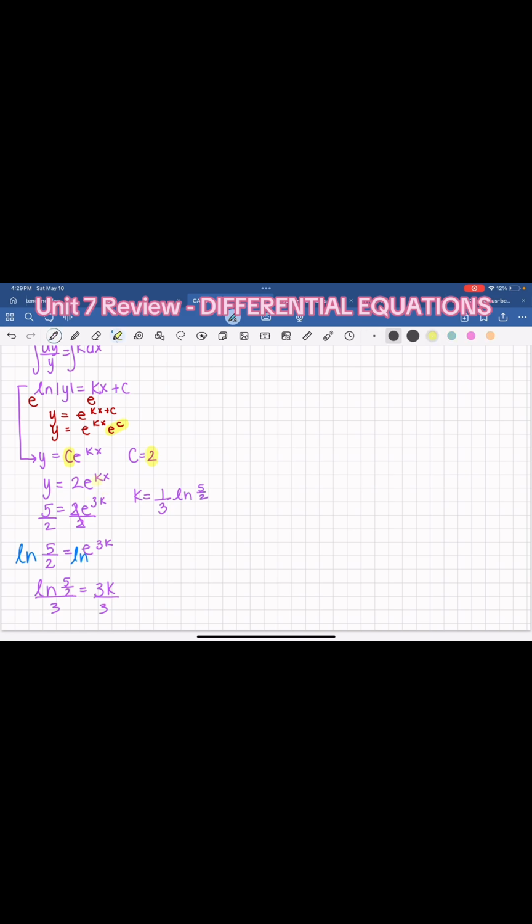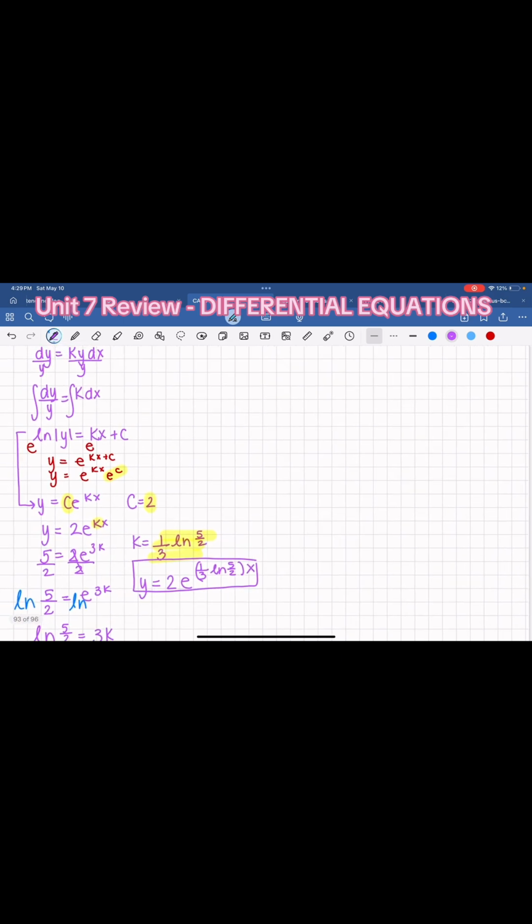Once again, we now need to come up here and replace k. And then we will have our particular solution. y equals C is 2, e to the k is 1/3 ln of 5/2 x. That's the particular solution.